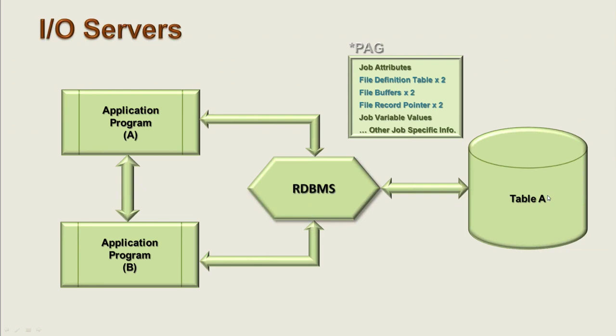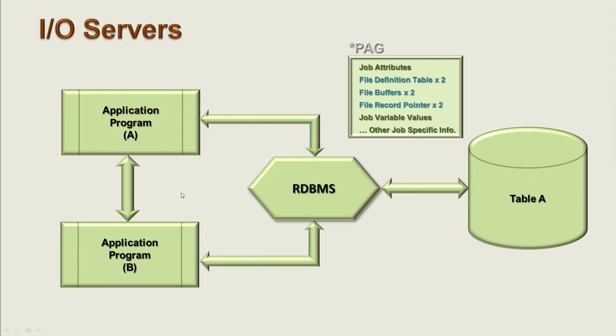The other thing is this application program B has to go through the open data path, the file open the second time. This one opens the file, this one opens the file the second time. So not only do you have excessive PAG usage, but you also have the overhead of having to do an actual file open twice, all for the same program.